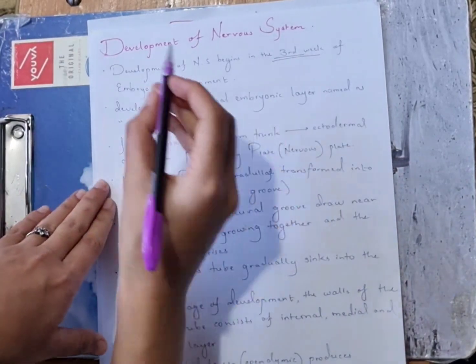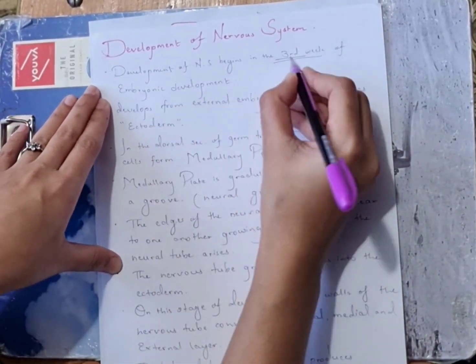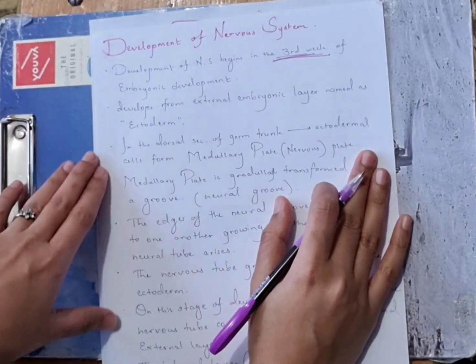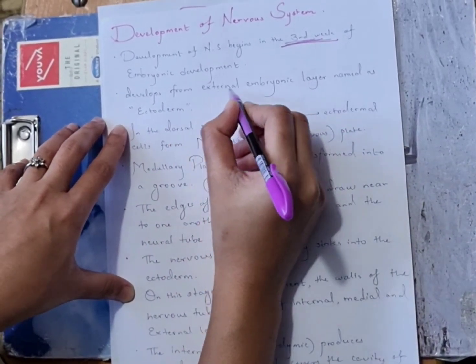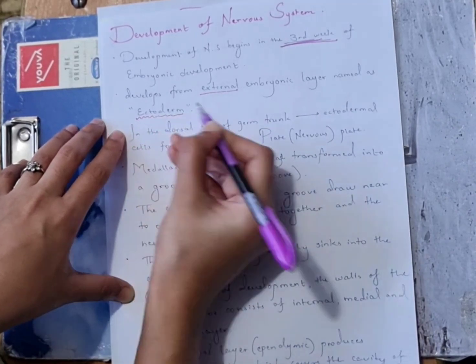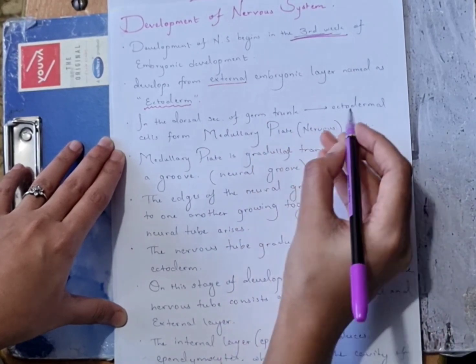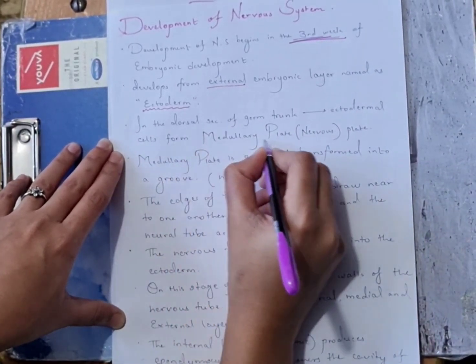Today we will see the development of nervous system. The development of nervous system begins at the third week of embryonic development. It begins from the external embryonic layer, that is ectoderm. So in the dorsal side of the germ trunk, the ectodermal cells give rise to the medullary plate.